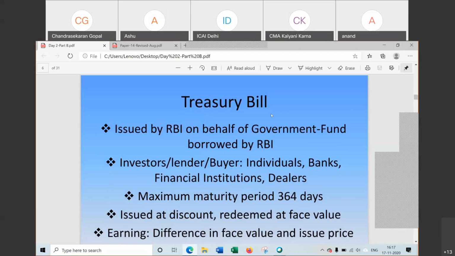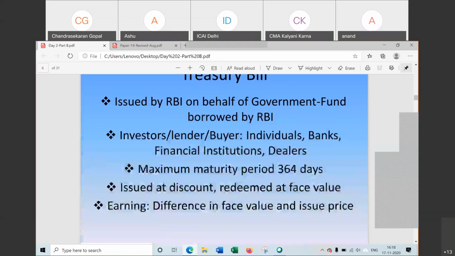Now what is treasury or T-bill? This one is issued by RBI for whom? On behalf of government. If government needs the fund, the government issues treasury bill with the help of RBI. So fund is borrowed by RBI for whom? For government. So treasury bill is a government instrument that is issued in money market.